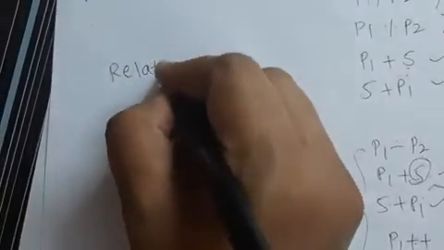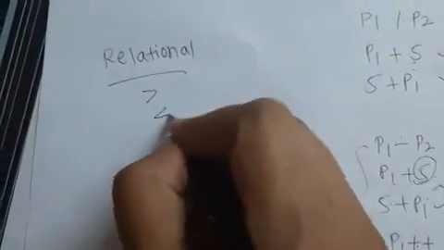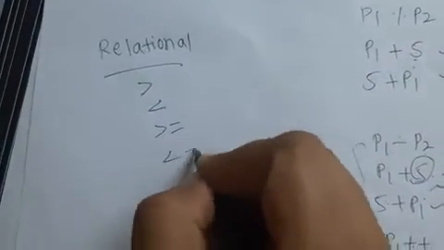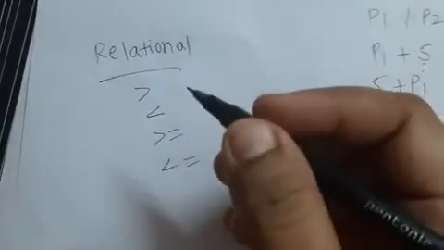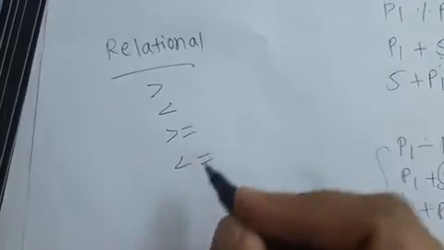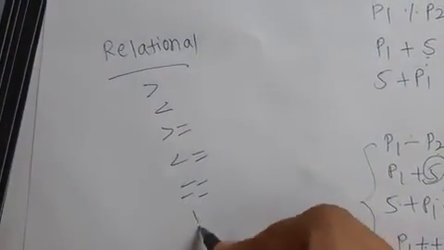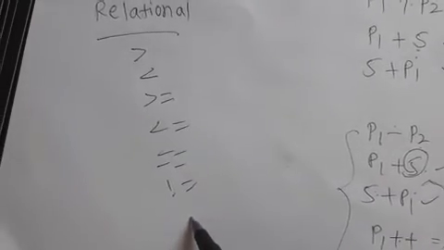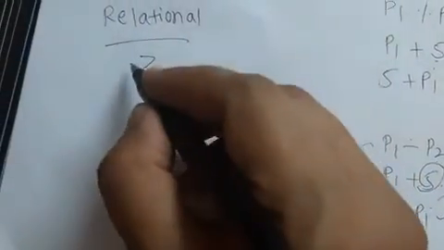But coming to the relational operators, what are the relational operators? I hope all of you know. Greater than, less than, greater than or equal to, less than or equal to, equal to, not equal to. Relation between two people, what relation? She may be greater than the other, or less than. So coming to the relational operators, what are the operators which we can use with the pointers? Let us check here.